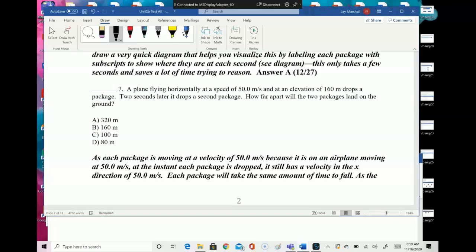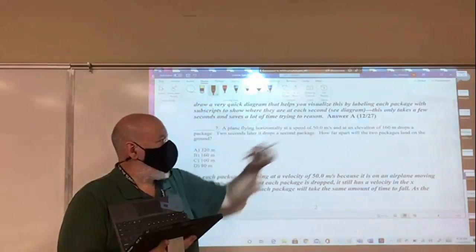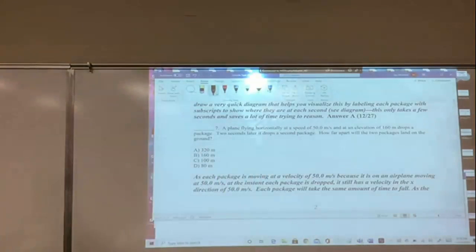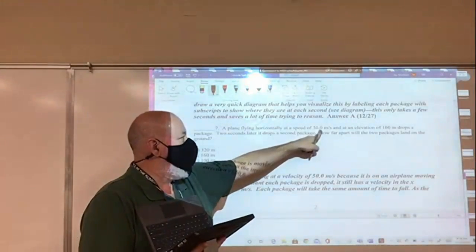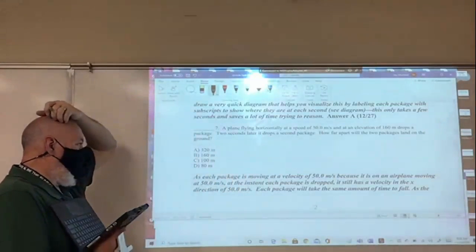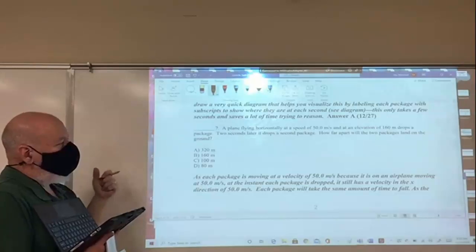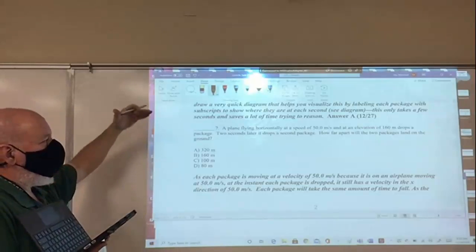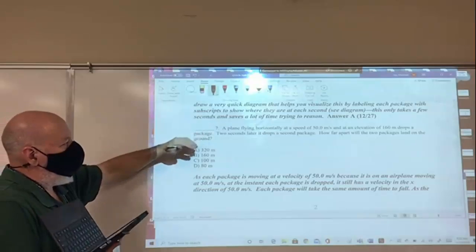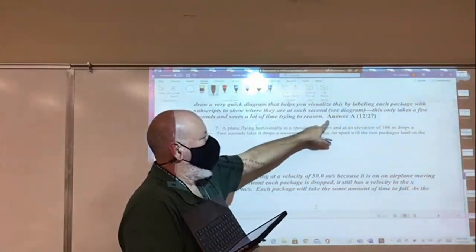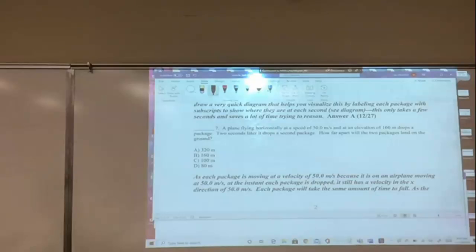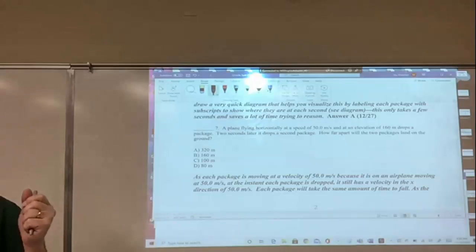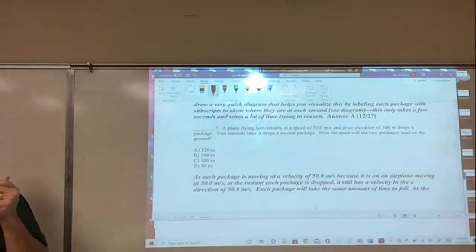And again, I know you can see the answers, but the packages, when they leave the plane, are going to be going 50 meters per second, right? So I drop one, and it hits the ground. I drop another one 2 seconds after I drop the first one. It doesn't matter actually how high up I am. It just matters how fast the airplane is going. The airplane's going 50 meters per second, and after 2 seconds, it will be 100 meters further than it was. Therefore, the second package will hit the ground 100 meters after the first one.